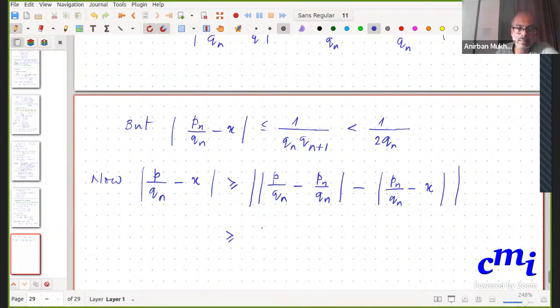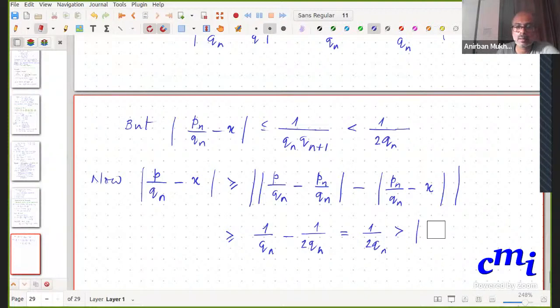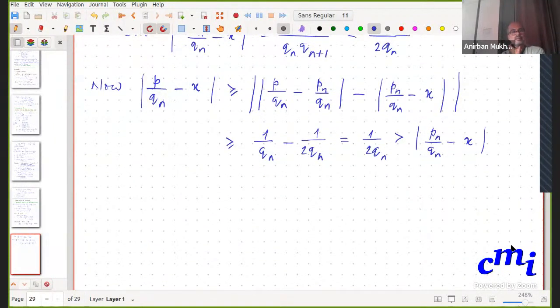We remove that, and that gives us 1 over Qn minus 1 over 2Qn, which is 1 over 2Qn. But 1 over 2Qn, from the previous inequality, we know is bigger than Pn by Qn minus x. Therefore, Pn by Qn gives a better approximation than P by Qn. So this is the first case.